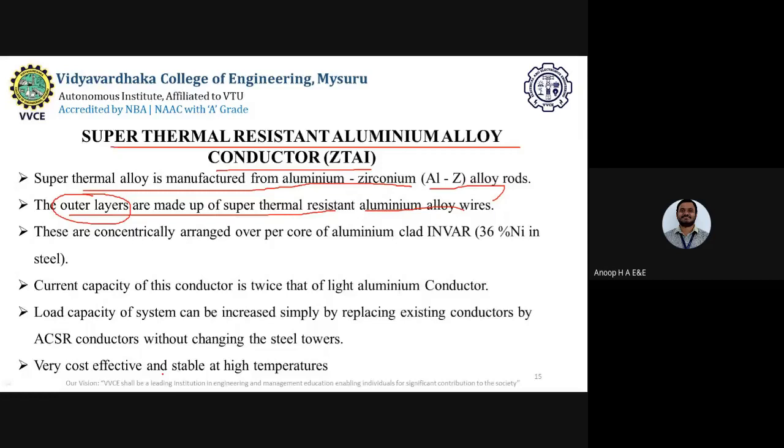So what happens when you have an increase in the current capacity? You will have the conductor with a higher value of current carrying capacity when you compare it with the light aluminum conductor. Next, you will have the same conductor with cost effectiveness, and it should be stable at high temperature.